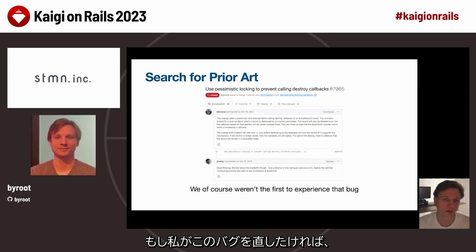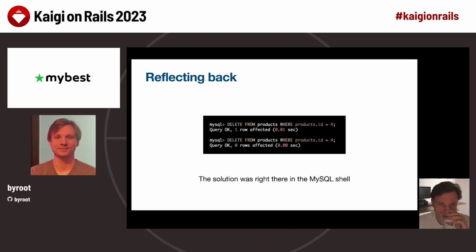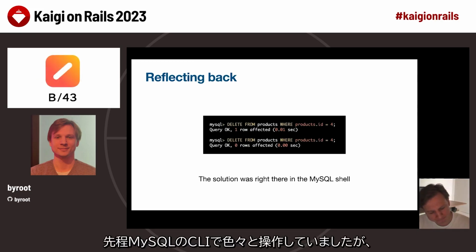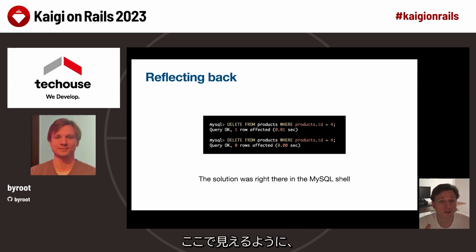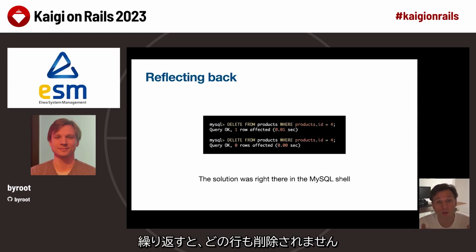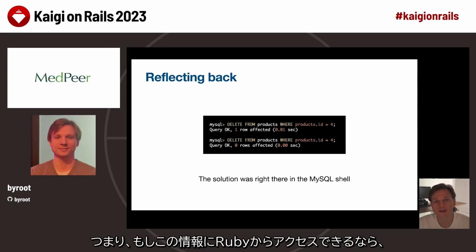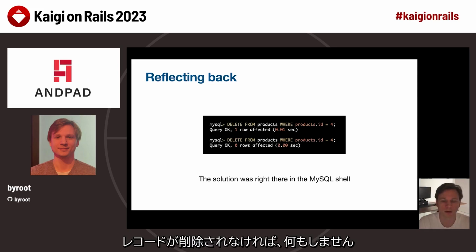So if I wanted this bug to be fixed in Rails, I needed to find a more efficient solution. And that's when it hit me that previously, when I was messing around in the MySQL shell, the answer was right under my eye. As you can see here, on the first query MySQL tells us that one row was deleted. And when we repeat it, it says that no row was deleted. So if we could access this information from Ruby, we could simply not issue the decrement if no record was impacted. We would be good.